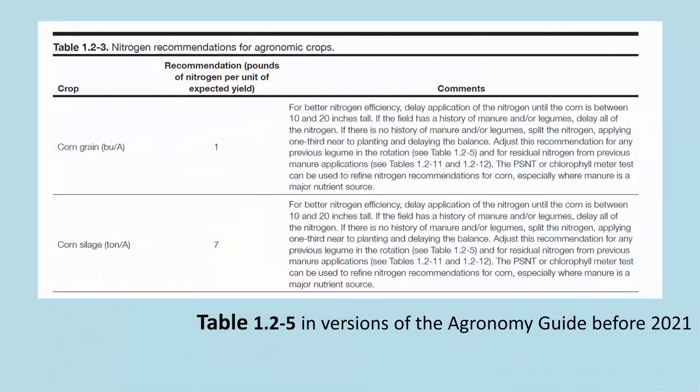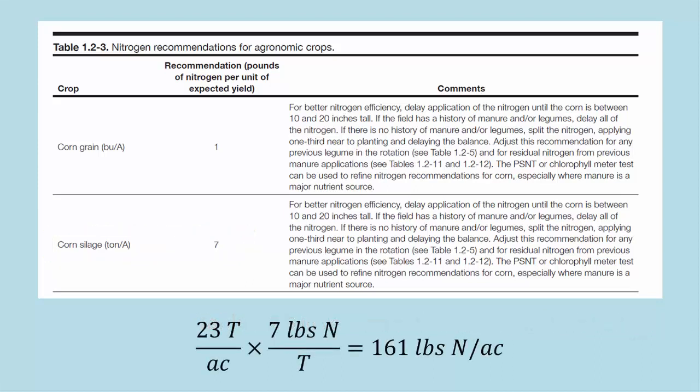Now let's say we wanted to develop a nutrient balance sheet based on crop removal values for a 23 ton per acre corn silage crop. We would look at the table in the agronomy guide for N recommendations and see that corn silage needs 7 pounds of N for every ton of expected yield. So our N removal value is 23 tons per acre times 7 pounds N per ton, which gives us 161 pounds of nitrogen per acre.